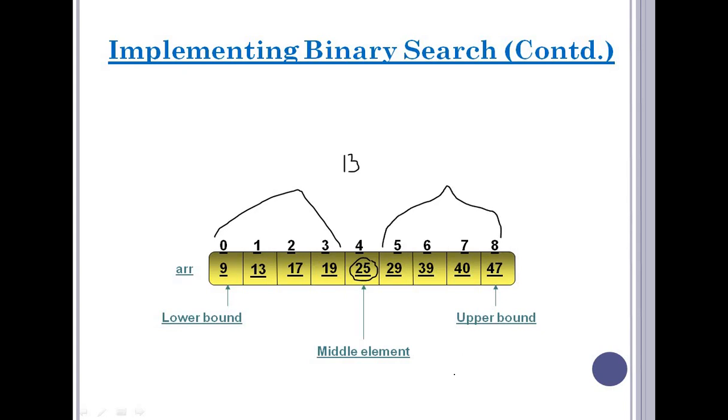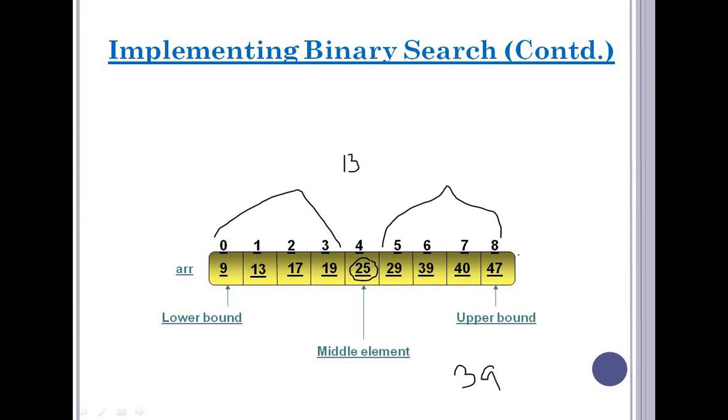The same thing applies in the other case. Suppose I want to search for 39. First I will compare it with 25, and 39 is not equal to 25, it is greater than 25. So we have to discard the first half of the array and search only within the next half of the array.